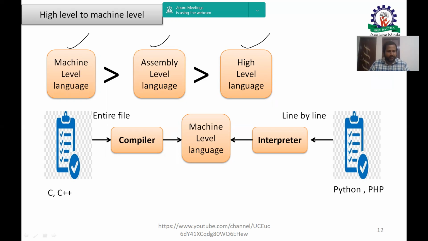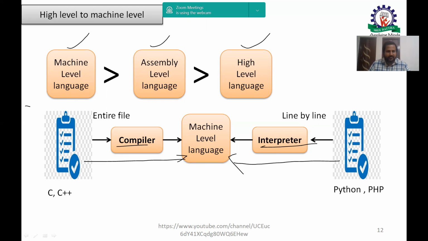So there are two types we have seen in the previous slide: compiler based high level languages and interpreter based high level languages. What is the difference? Both are converting the program into machine level language. Whether you use an interpreter or a compiler, both convert into machine level language. So what is the difference between compiler and interpreter?